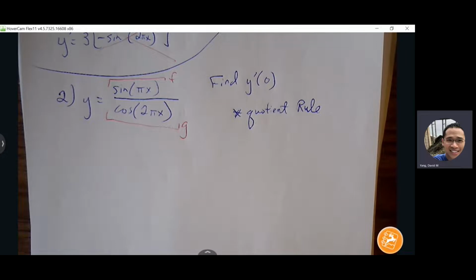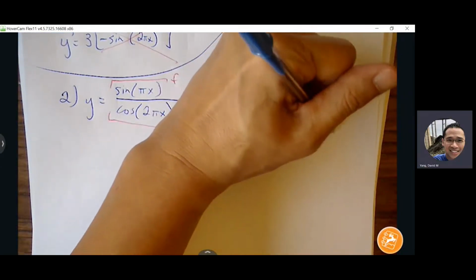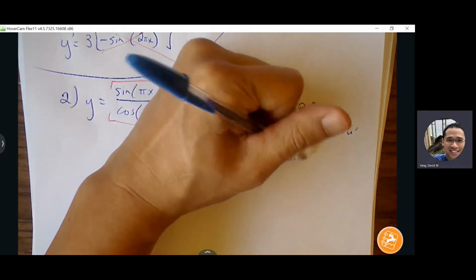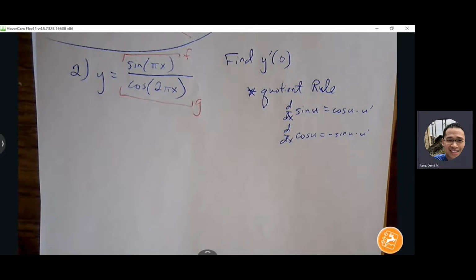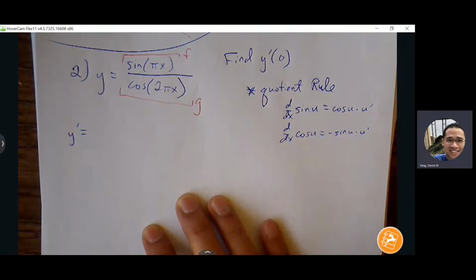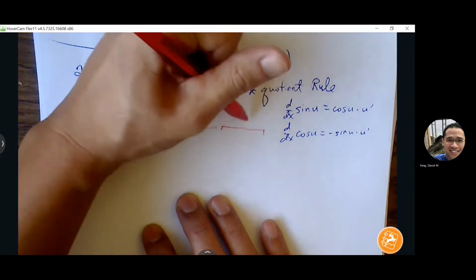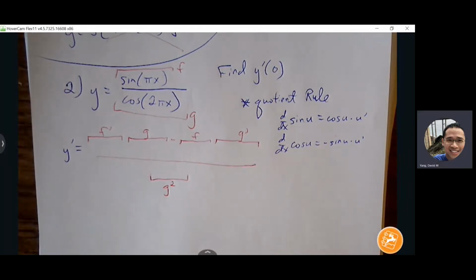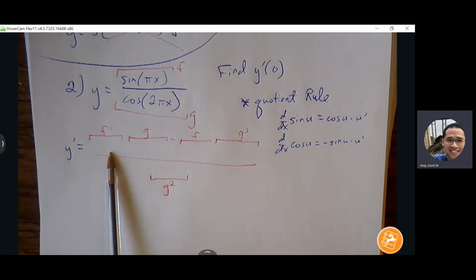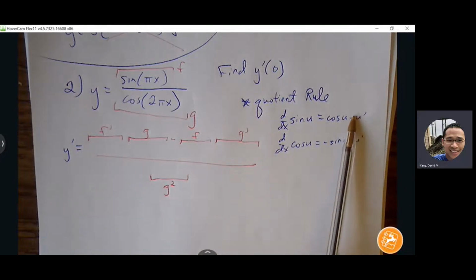Okay, f prime g minus f g prime. Let me remind us of the derivative rules that we'll be using. Sine of u becomes cosine of u times u prime. And cosine of u becomes negative sine of u times u prime. Okay, quotient rule. All right, f prime. Sine of pi x becomes cosine of pi x times pi, right? Pi is pi x's derivative.